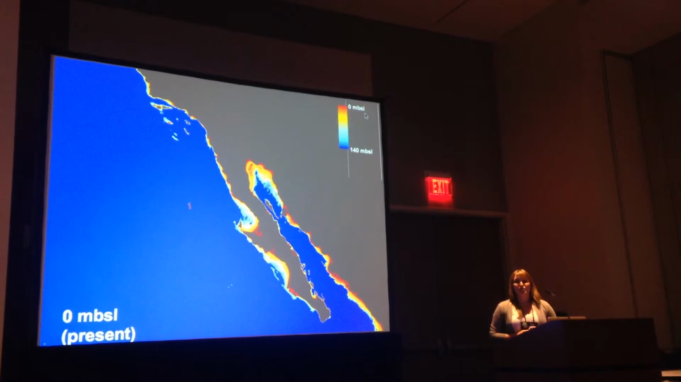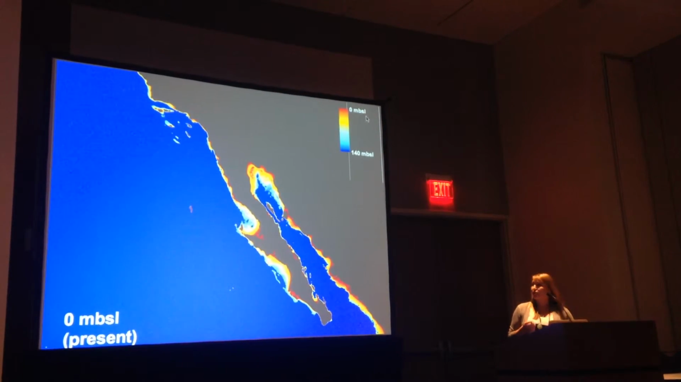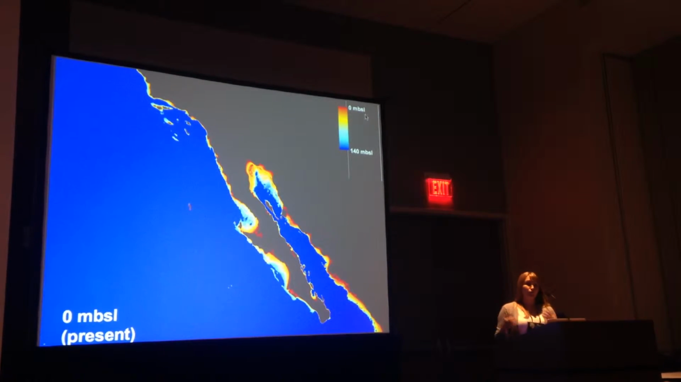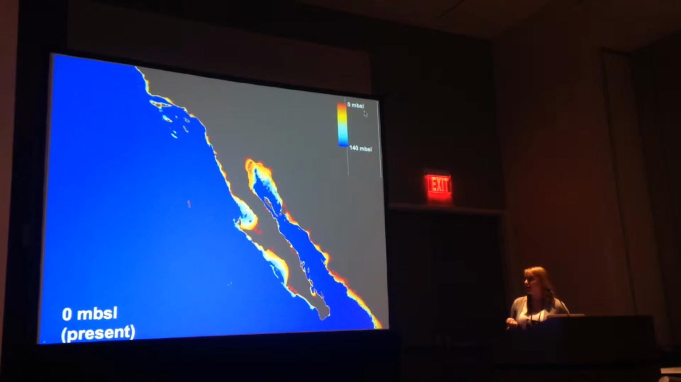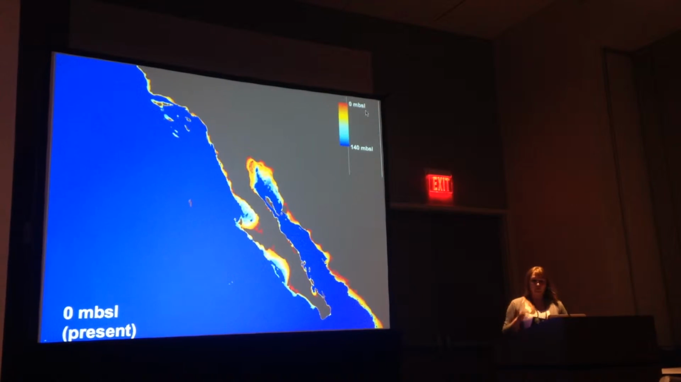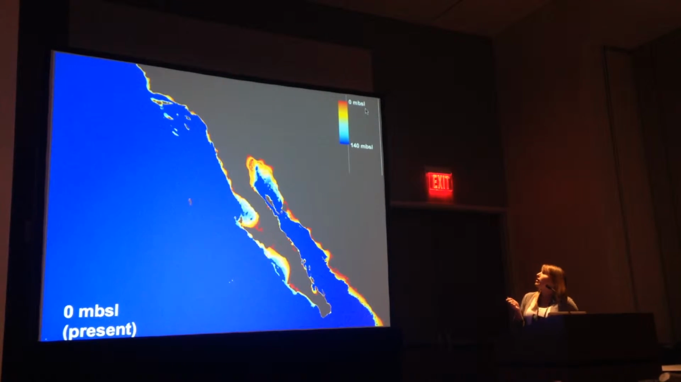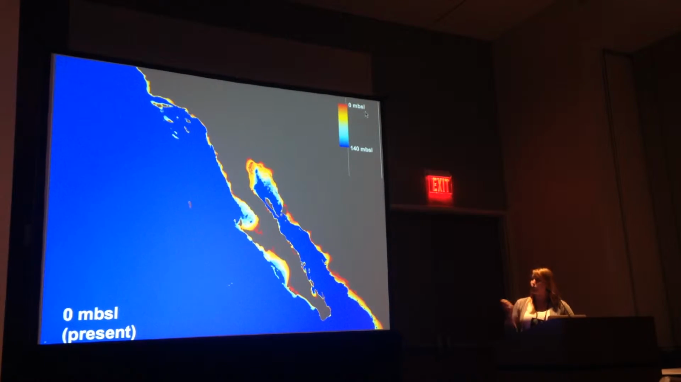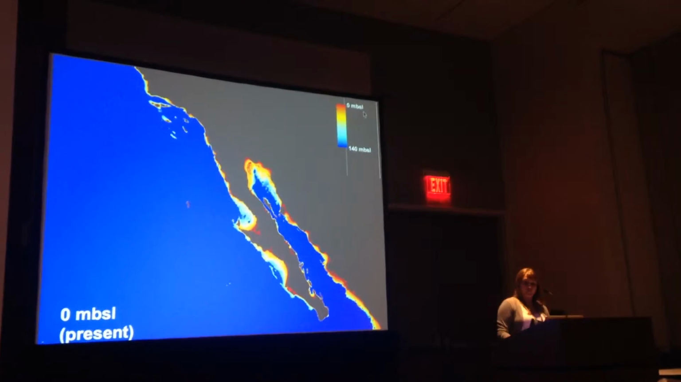Now, when you're working with estuaries, that's really important, right? So coast obligate species are going to change or move as the coastline moves over time. So this is just a little schematic where I've contoured depth by 10-meter bins from 0 meters, which is present day, down to 140 meters below sea level.